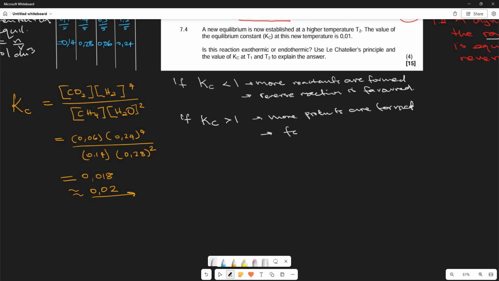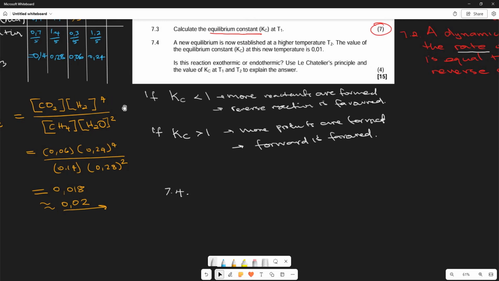And that means forward reaction is favored. Now, let us look at 7.4. 7.4 says that a new equilibrium is established.